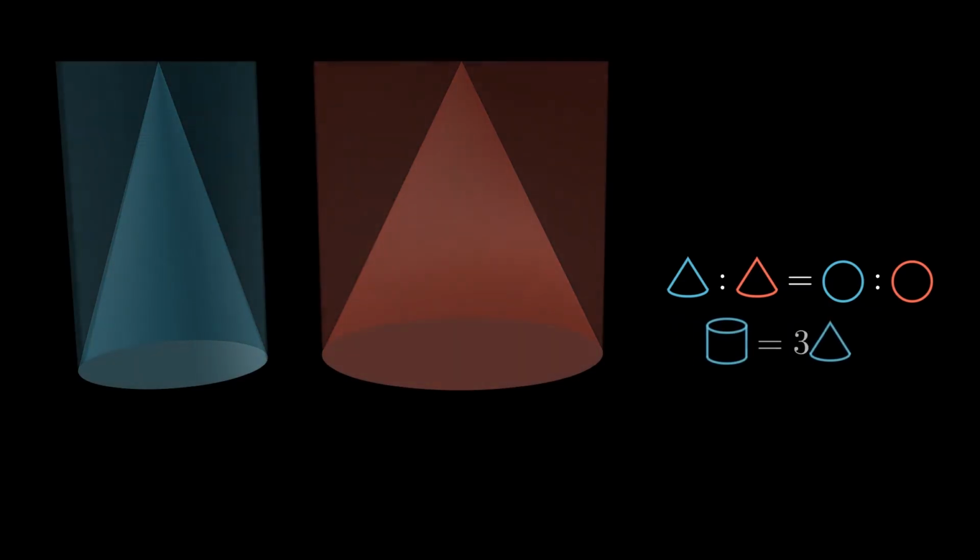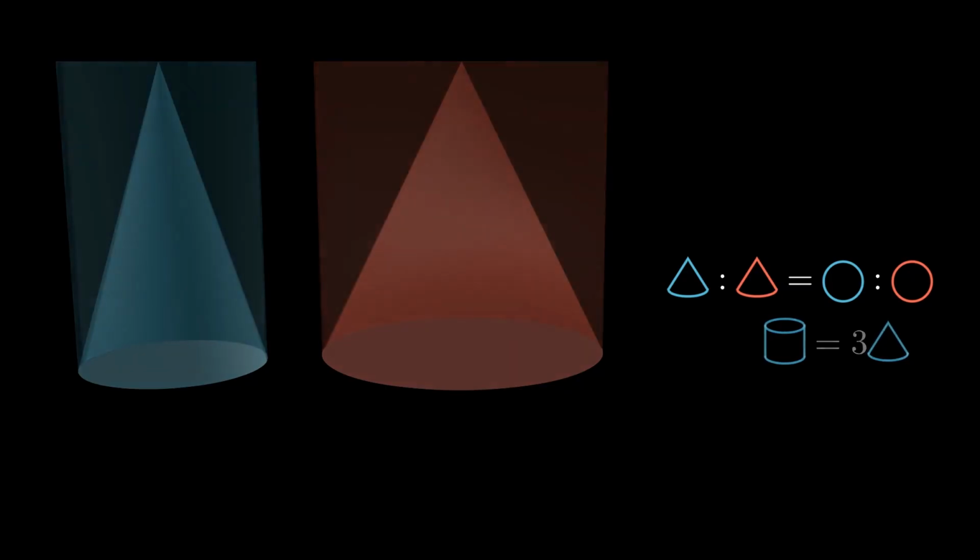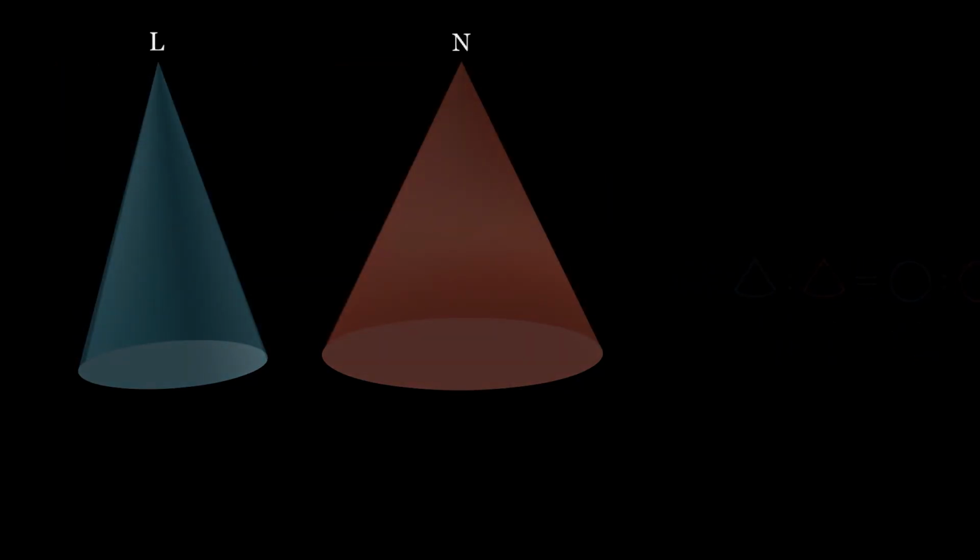Given two cones of equal height, we'll show that they are proportional to their bases. The same is true for cylinders, which is evident because cylinders are 3 times the size of cones of the same bases and equal height. Let's prove this for the cones. We'll use a proof by contradiction and a strategy similar to what we've been doing.